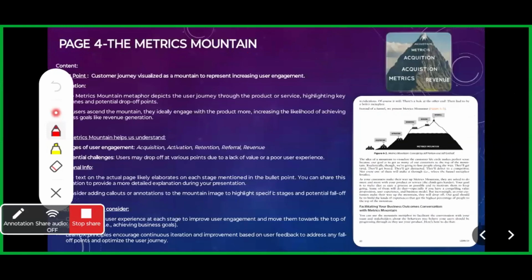In metrics mountain, the five phases that I mentioned earlier, acquisition, activation, retention, revenue, and referral, are simulated in the form of a mountain. Now, this is a bit different from your funneling system. At every stage, we are climbing. A lot of effort is required to go from one level to the second level and from the second level to the third level.